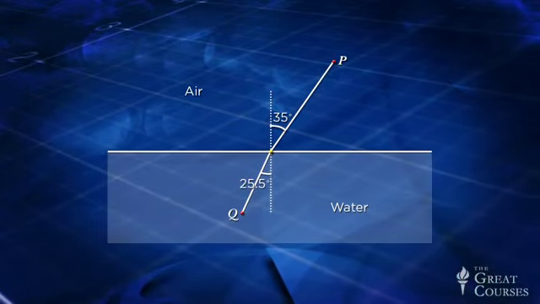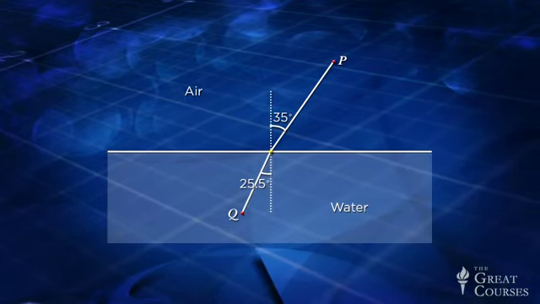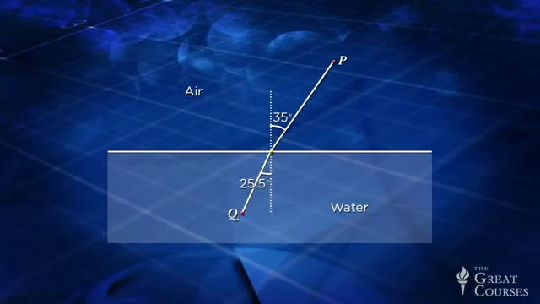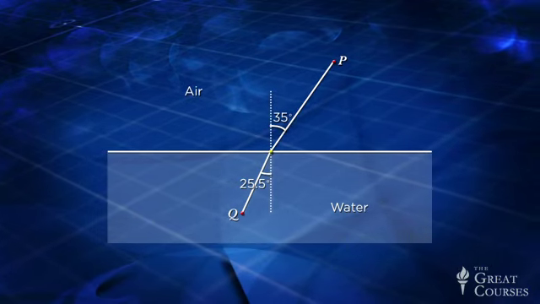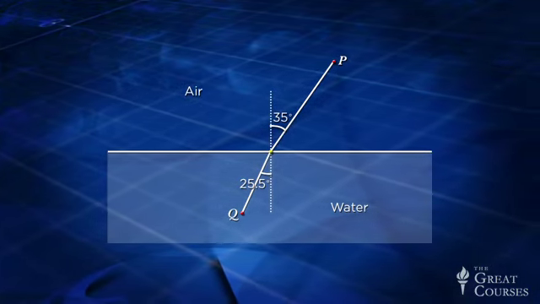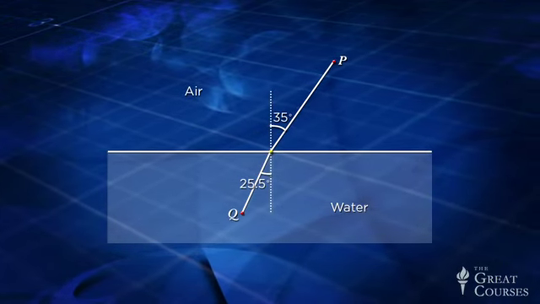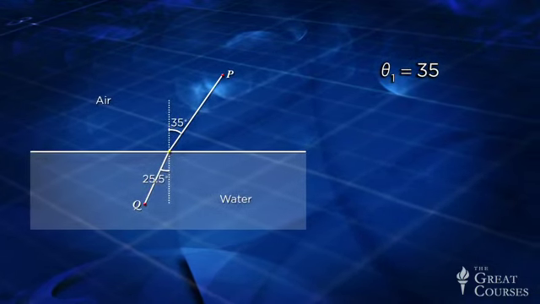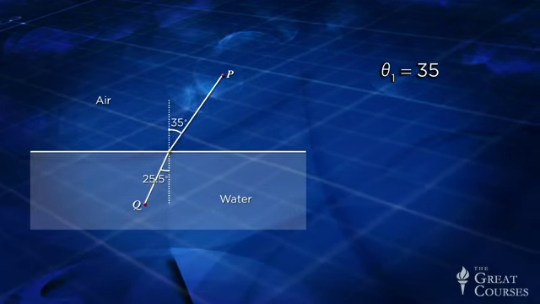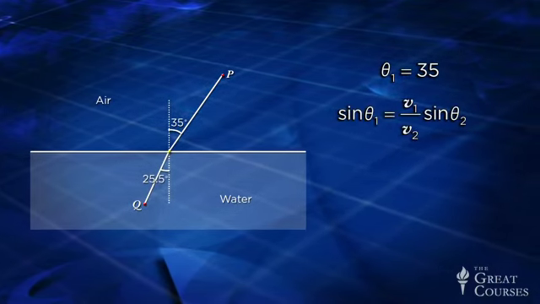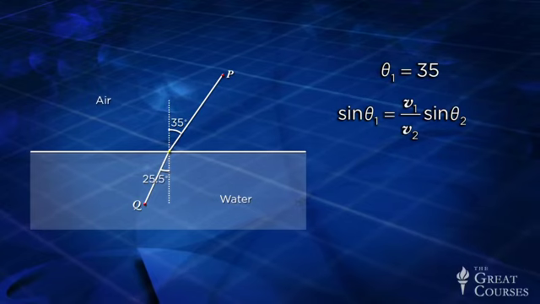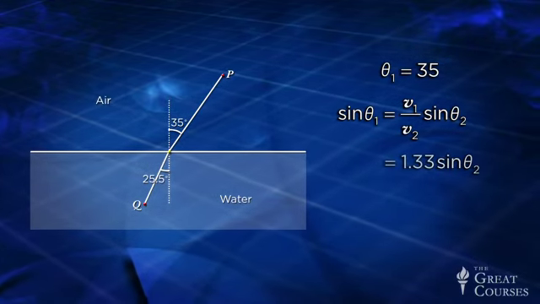So here's our situation. I'm sitting up in my boat, and suppose I make an angle of 35 degrees with the vertical, and I look down, and I think I see a fish there, but it's really closer to me than I thought. Let's see how much closer it is using this equation. We're assuming here that theta 1 is 35 degrees, so it's 35 going down to the water. Our formula said that sine of theta 1 is v1 over v2 times sine of theta 2, and v1 over v2 is that index of refraction, about 1.33.